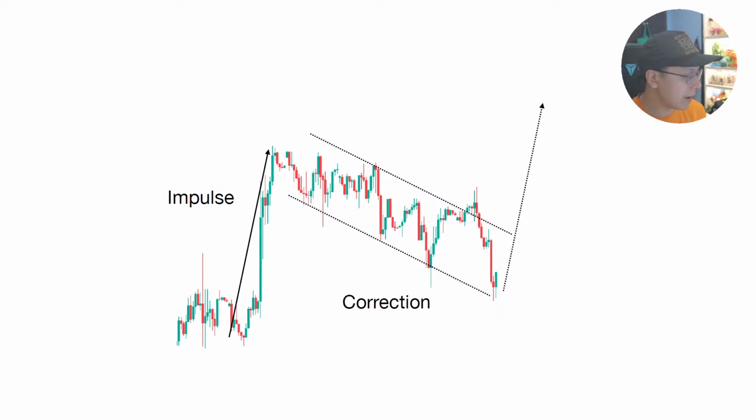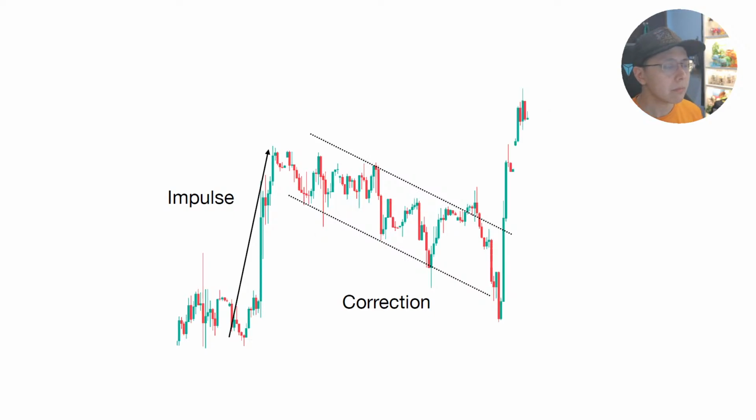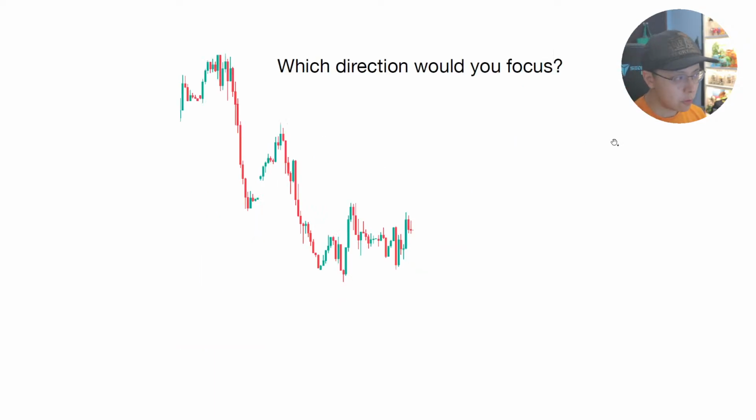Okay, so this one definitely I'm going to be focusing on buy. And this is the example of what happens in the next, right? So we get an impulsive move, get a correction, the market pushes higher from there. Now, let me give you one more example. In this case here, you can see the market develops in this pattern. Which direction do you think it would likely develop next? Which directional bias would you focus on?